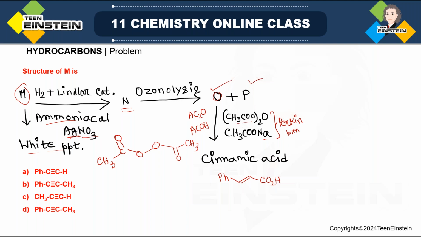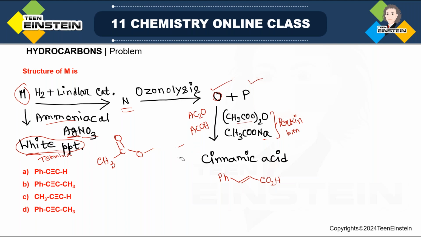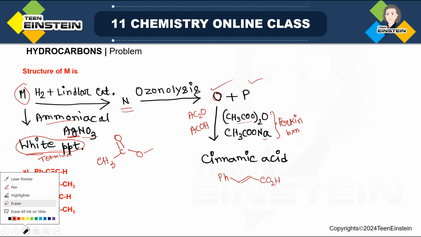And also, instead of using AgNO3, if we use Cu2Cl2, that is cuprous chloride, then also there is formation of a red precipitate. Precipitate generation is there. Now this type of white precipitate generation is only possible if it is terminal. Okay, so terminal alkyne. Sorry, here I have made one mistake. This oxygen will not be there.